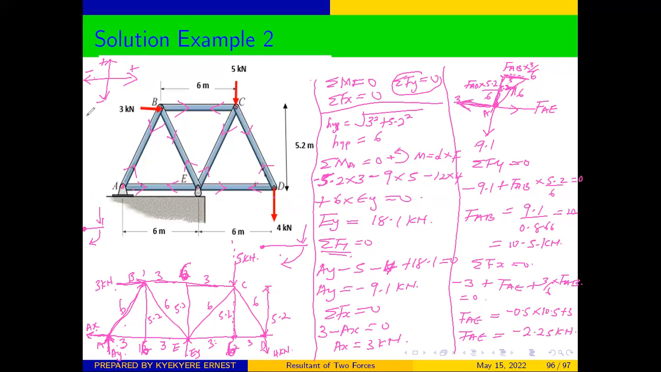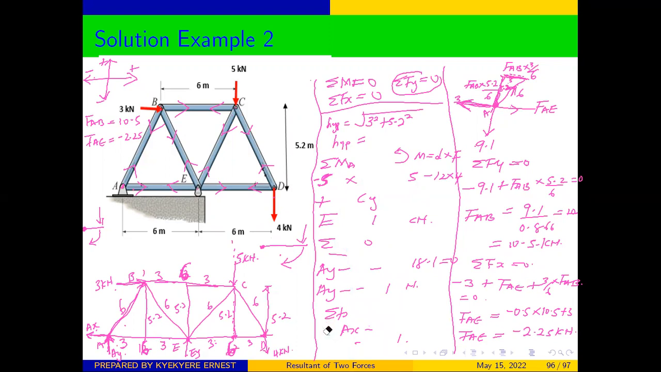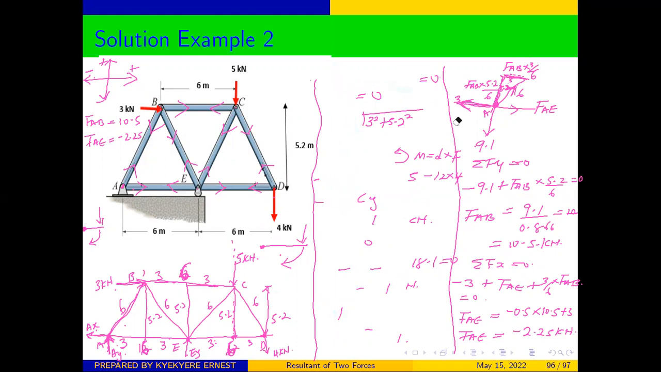Now our FAB, let's write them here. FAB is equal to 10.5. Our FAE is equal to negative 2.25. Good. From here, allow me to clean all this so that we can get a lot of space for analysis of the other remaining joints. Kindly allow me in that.